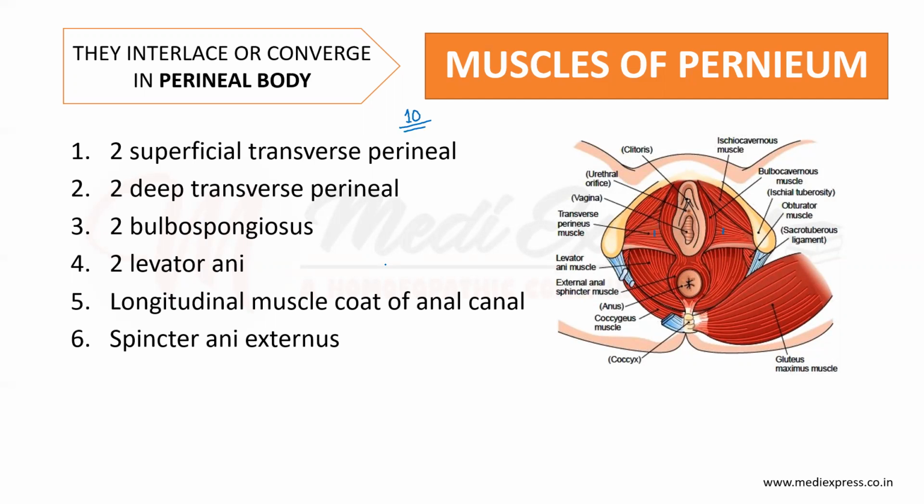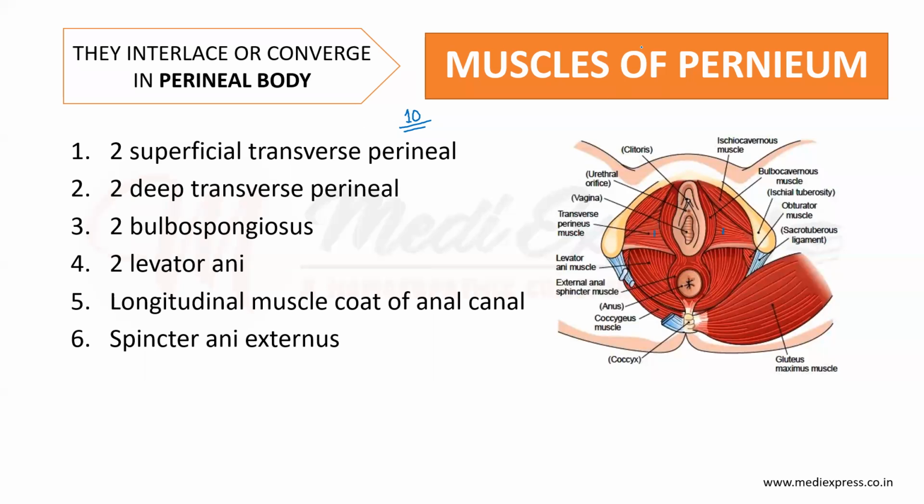So again, I'll repeat. There are two superficial transverse perineal, two deep transverse perineal, two bulbospongiosus. Then we have two levator ani, and we have longitudinal muscle coat of anal canal. And then we have sphincter ani externus. There is a little other information which you need to know.